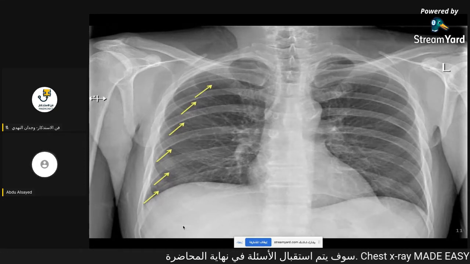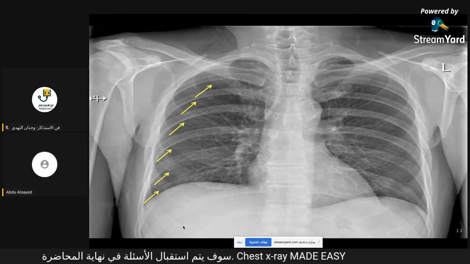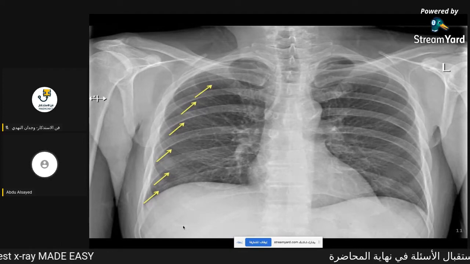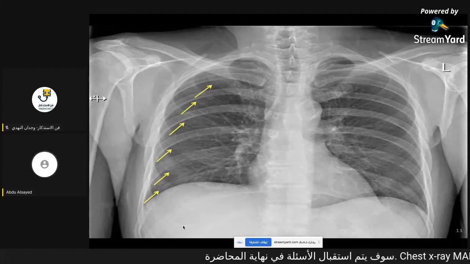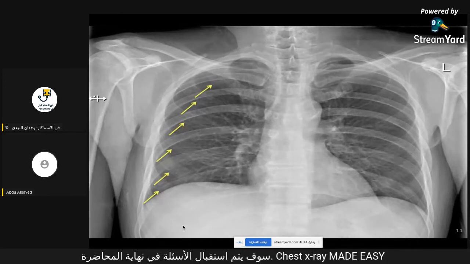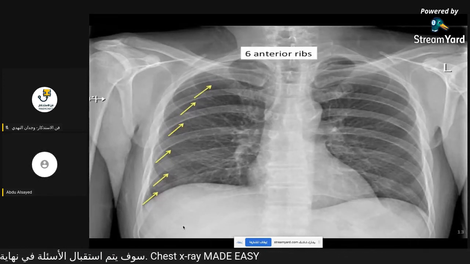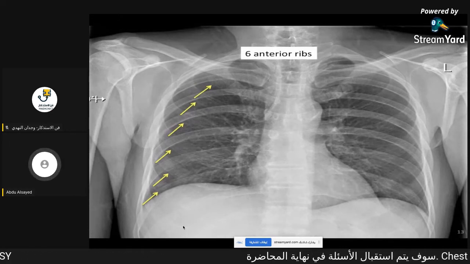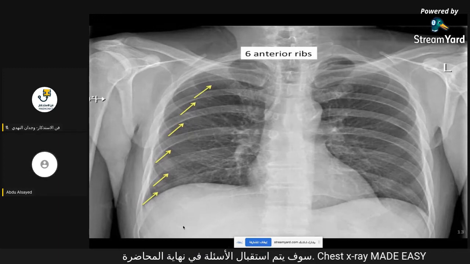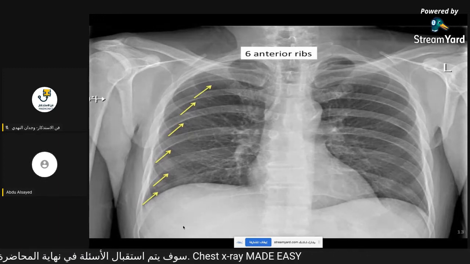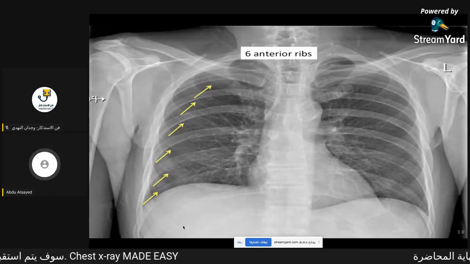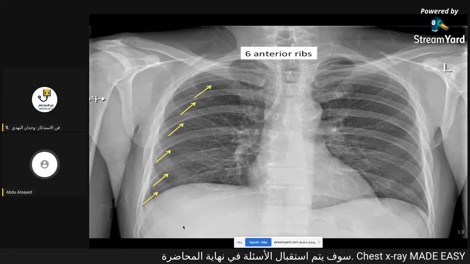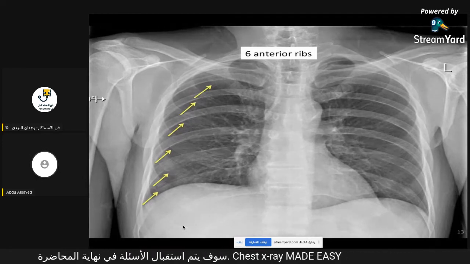This is the anterior rib. Always we are reading this as a posterior rib, which is not true. This is the anterior rib, and we can assess the inspiration, or the quality of the chest X-ray, or the expansion of the lung by counting the anterior ribs. For any chest X-ray, we have to count at least 6 anterior ribs, maximum 8 or 9, but at least 6.